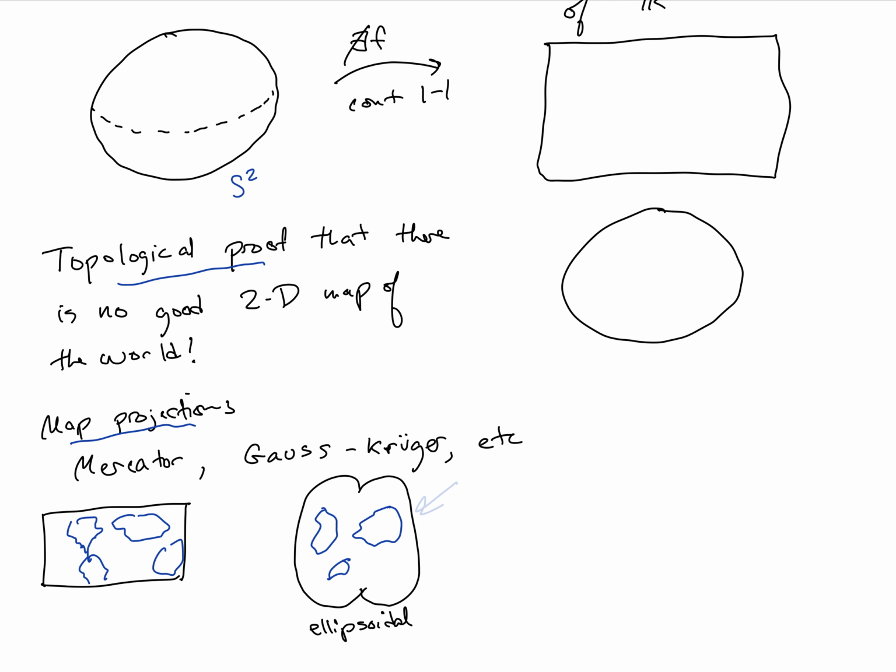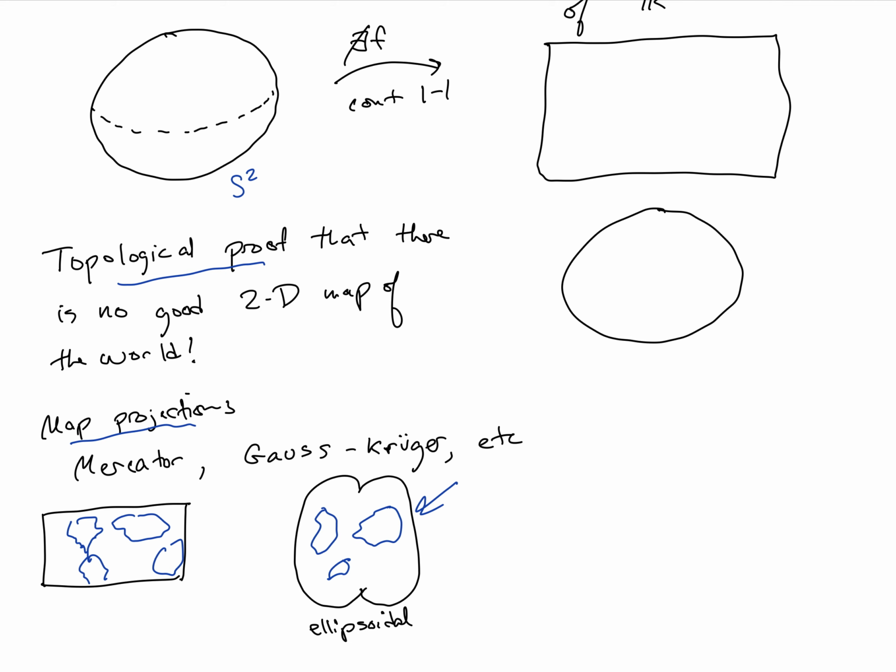But the fact that there is no continuous one-to-one function that takes the globe S^2 onto any two-dimensional subset, no matter how weird we make the projection look, is telling us that there's not going to be any good 2D map of the world.